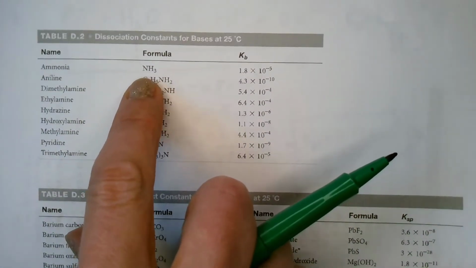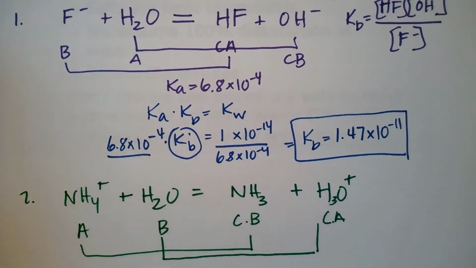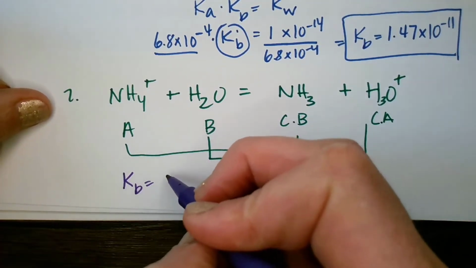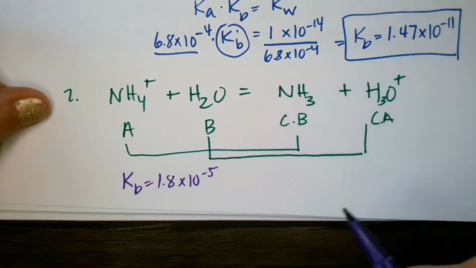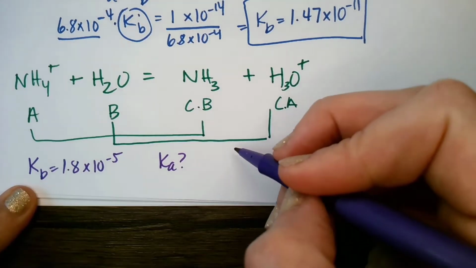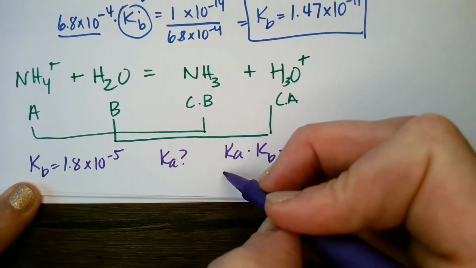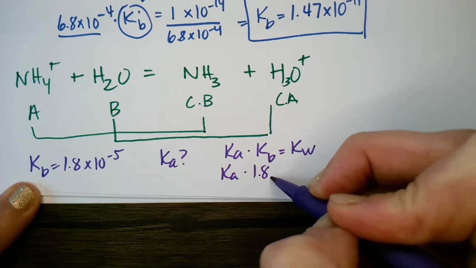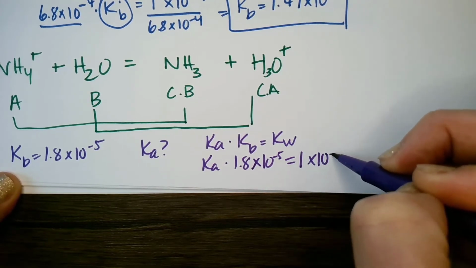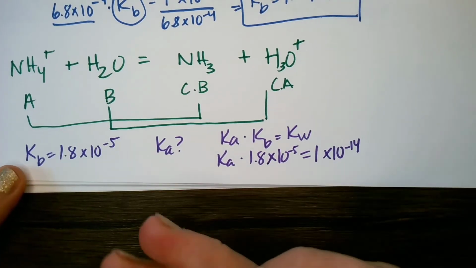So we are going to use our Appendix D, and we're going to look up ammonia, and its Kb is 1.8 times 10 to the negative 5. And we want to find Ka. So we'll use that same idea when we say, well, Ka times Kb is equal to Kw. So Ka times 1.8 times 10 to the negative 5th is equal to 1 times 10 to the negative 14th.